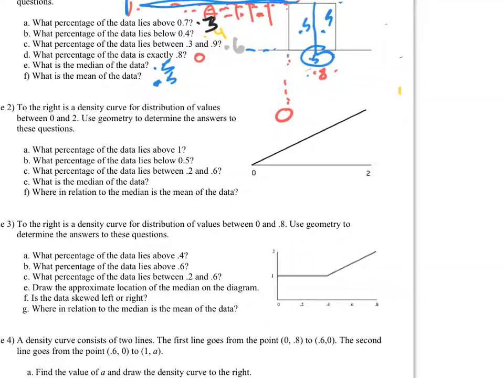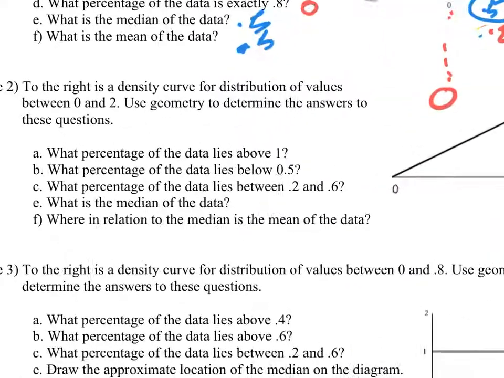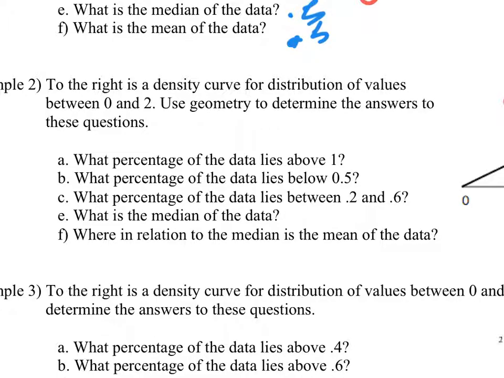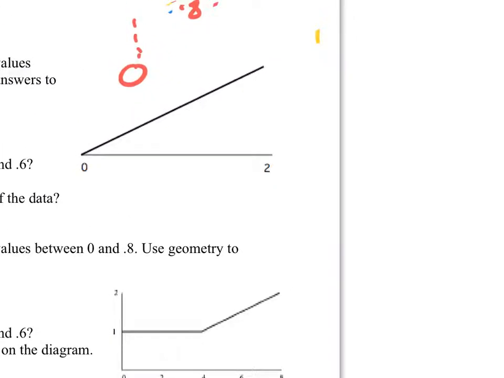All right? A new density curve. Look at that thing. It says right there, to the right is a density curve for the distribution of values between 0 and 2. There's my density curve between 0 and 2. I'm going to use my freedom to say that must mean this stops at 2, and I went straight up, so that's a right angle. I'm allowed to say that the area is how much? 1. Area is 1.